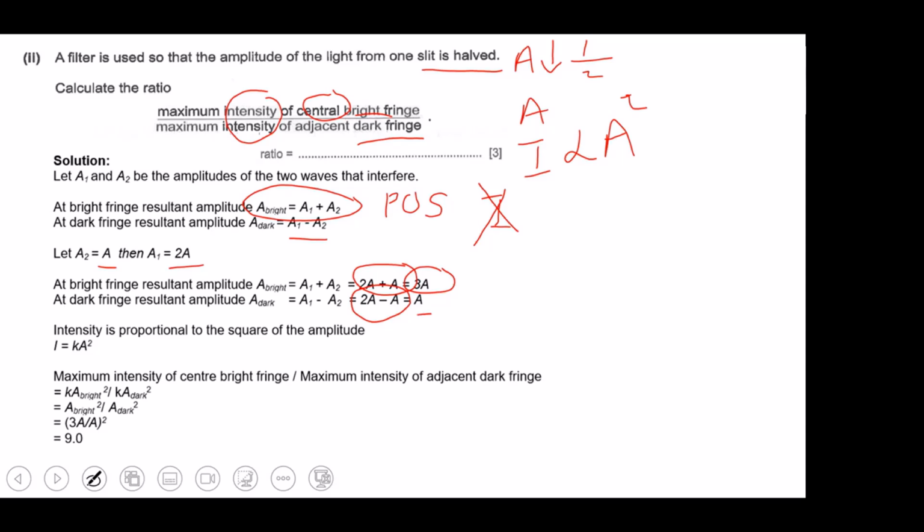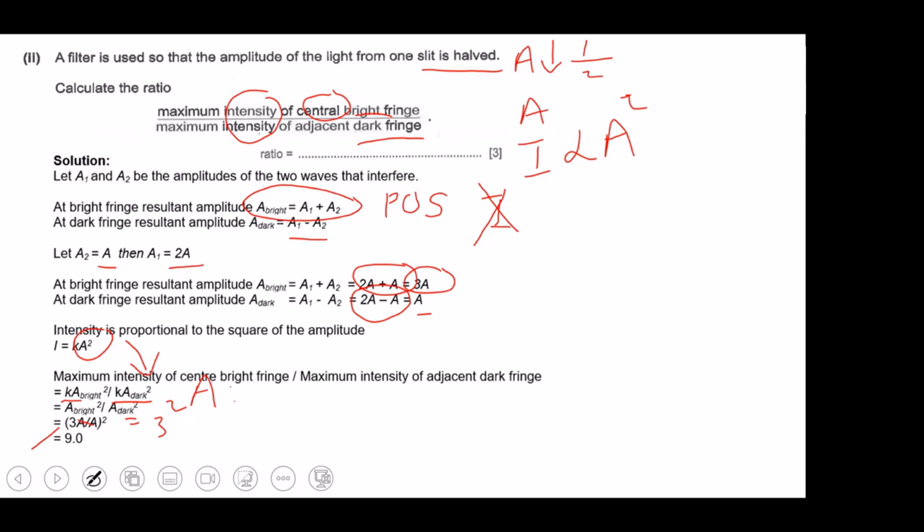Since your intensity is proportional to the square of the amplitude, I can use this relationship to find my intensity ratio. So I put K A bright squared divided by K A dark squared. Remember the A here refers to the resultant amplitude due to the principle of superposition. So it's 3A divided by A, squared. A and A will cancel, so I'm left with 3 squared, which is 9. So the ratio is 9.